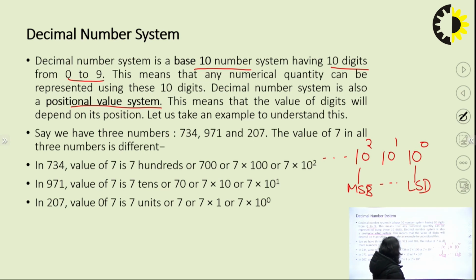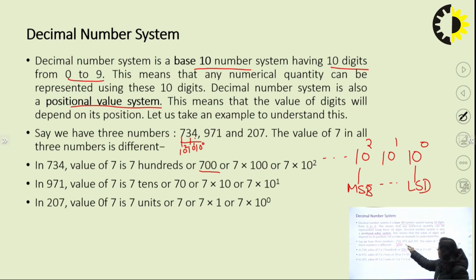So, if we consider a number say 734, then the weight of 4 is 10 to the power 0, weight of 3 is 10 to the power 1, whereas weight of 7 is 10 to the power 2. Or we can say that the value of the 7 position is 7 into 10 to the power 2, that is 700.